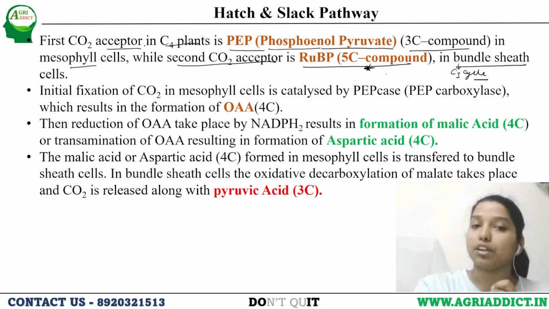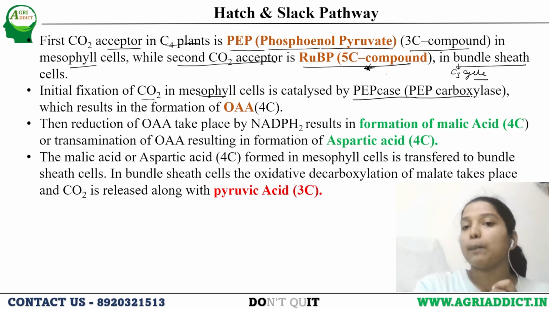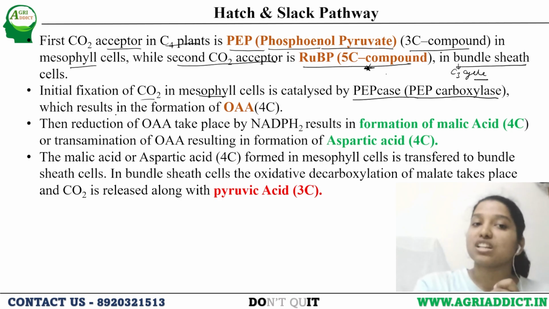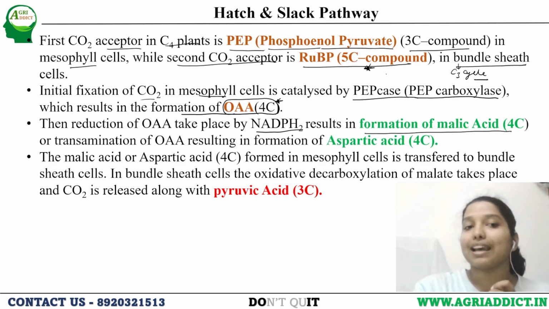First carbon dioxide acceptor in C4 plant is phosphoenol pyruvate. Initial fixation of CO2 in mesophyll cell is catalyzed by the phosphoenol pyruvate carboxylase enzyme, which results in the formation of oxaloacetic acid, which is a 4-carbon compound. Then, reduction of oxaloacetic acid takes place by NADPH2, resulting in the formation of malic acid, or transamination of oxaloacetic acid results in the formation of aspartic acid. Either malic acid or aspartic acid will be formed from oxaloacetic acid.